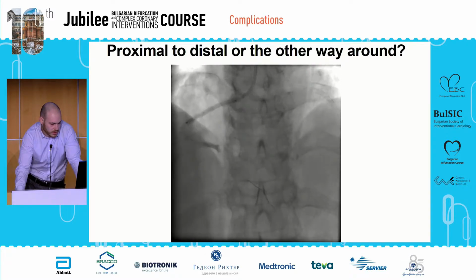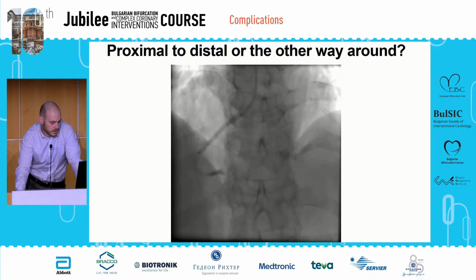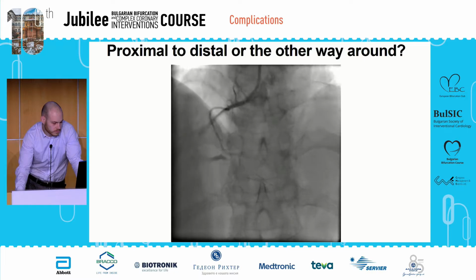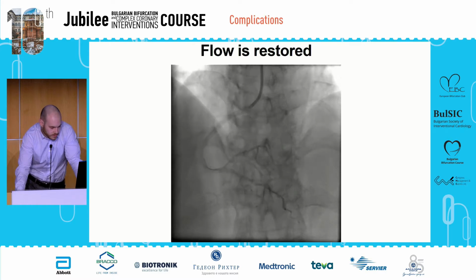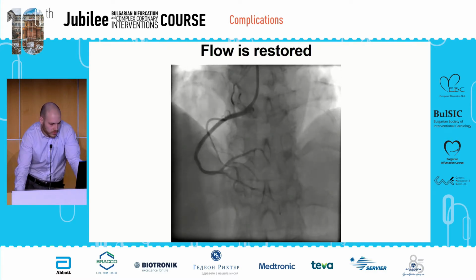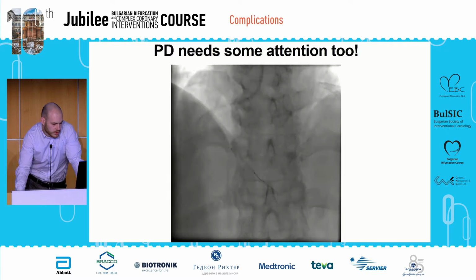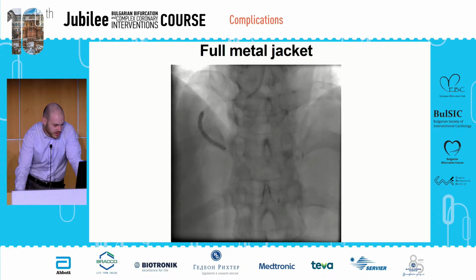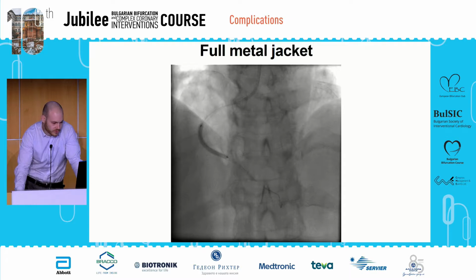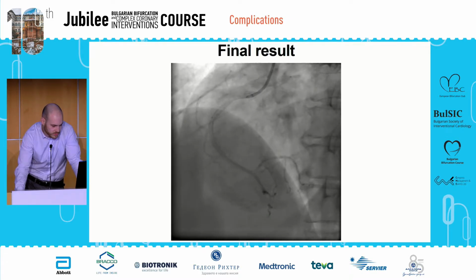This is 3 by 48. Then we did a balloon dilation of the middle RCA. This is the stent implantation. And this is after the balloon dilation of the middle RCA. Blood flow is restored. We then saw the PD, and the PD needs some attention, which means 2.5 by 23 millimeters. We finished with a 3 by 38 stent in the middle RCA for the full metal jacket look, and this is the final result.